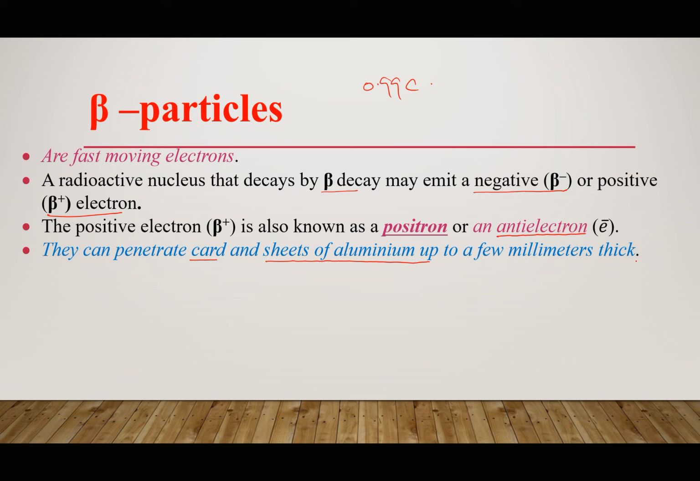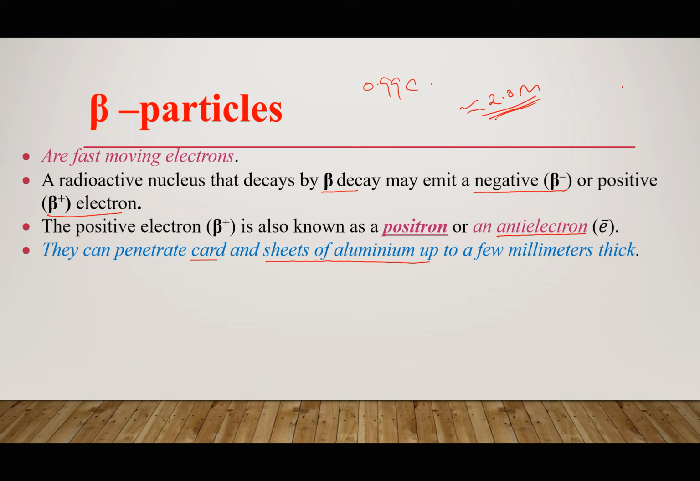These ones can travel through air. By the way, they have a wide range in air, about 2.0 meters. So these ones are going to be less ionizing, as we are going to see later on. So what is their charge? Because these ones have a charge, either beta plus or beta minus, they are going to be ionizing too.